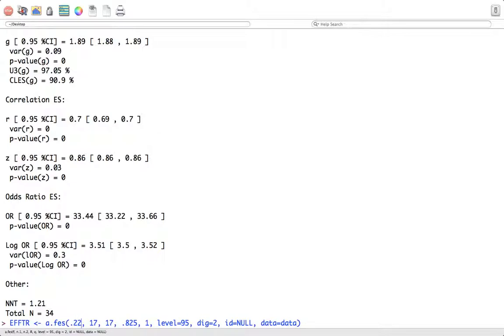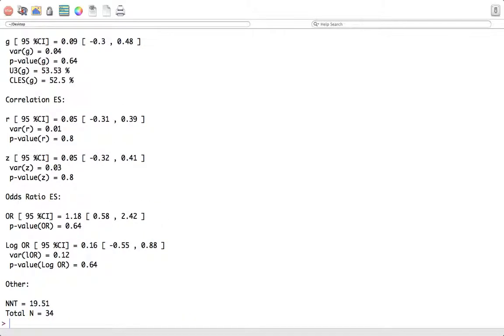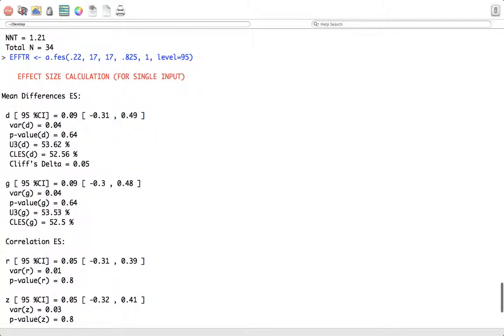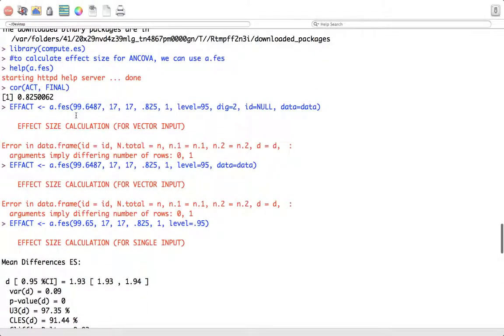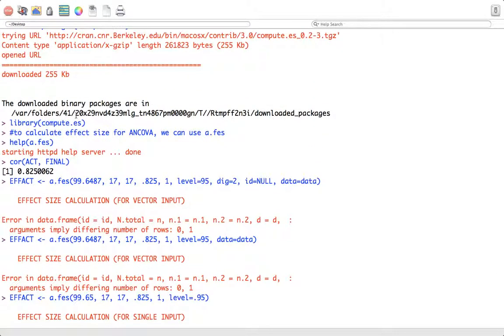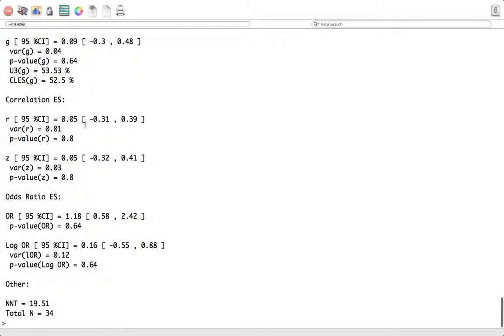And let's get rid of all this stuff. And when we run the effect size here, we get a D of 0.09, which back in the, I think what was it, 0.2 in the Cohen's, so 0.09 is extremely small. So guys, just not much going on there in terms of the effect size.